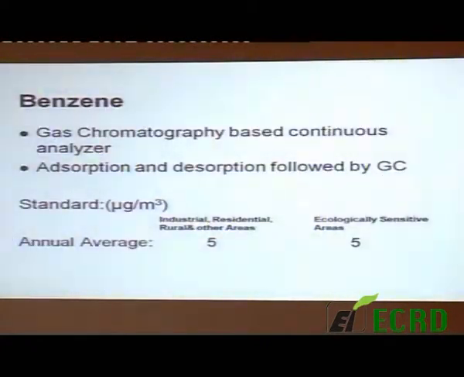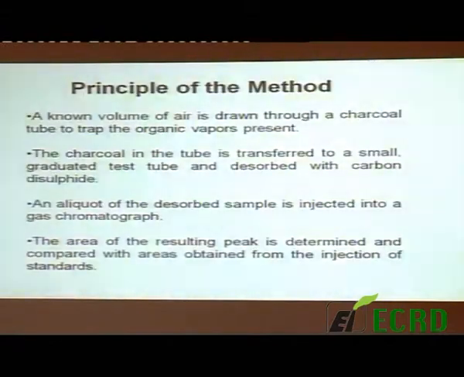Next. Benzene can be collected on a charcoal filter. A known volume of air is drawn through a charcoal tube to trap the organic vapors present. The charcoal in the tube is transferred to a small graduated tube and dissolved with carbon disulfide. The benzene is trapped in the charcoal. This can be desorbed by two methods, by solvent or by thermal desorption. The thermal desorber is not available at most places. So what we do, we desorb it with carbon disulfide.